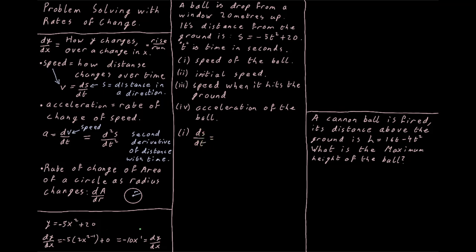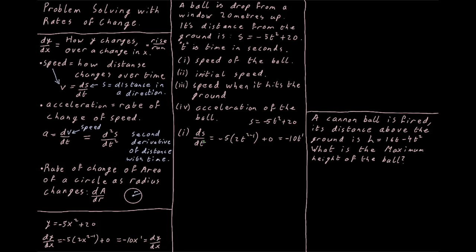Well, exactly the same way as we did this here. So we would have s equal to minus 5t squared plus 20. So ds/dt, we multiply by the power. Now anything with t in it is what we are differentiating. So multiply by the power, subtract 1 away from the power. Derivative of a constant is just 0. So we end up with minus 10t to the 1. Exactly the same way and with exactly the same result as we did when we had dy/dx.